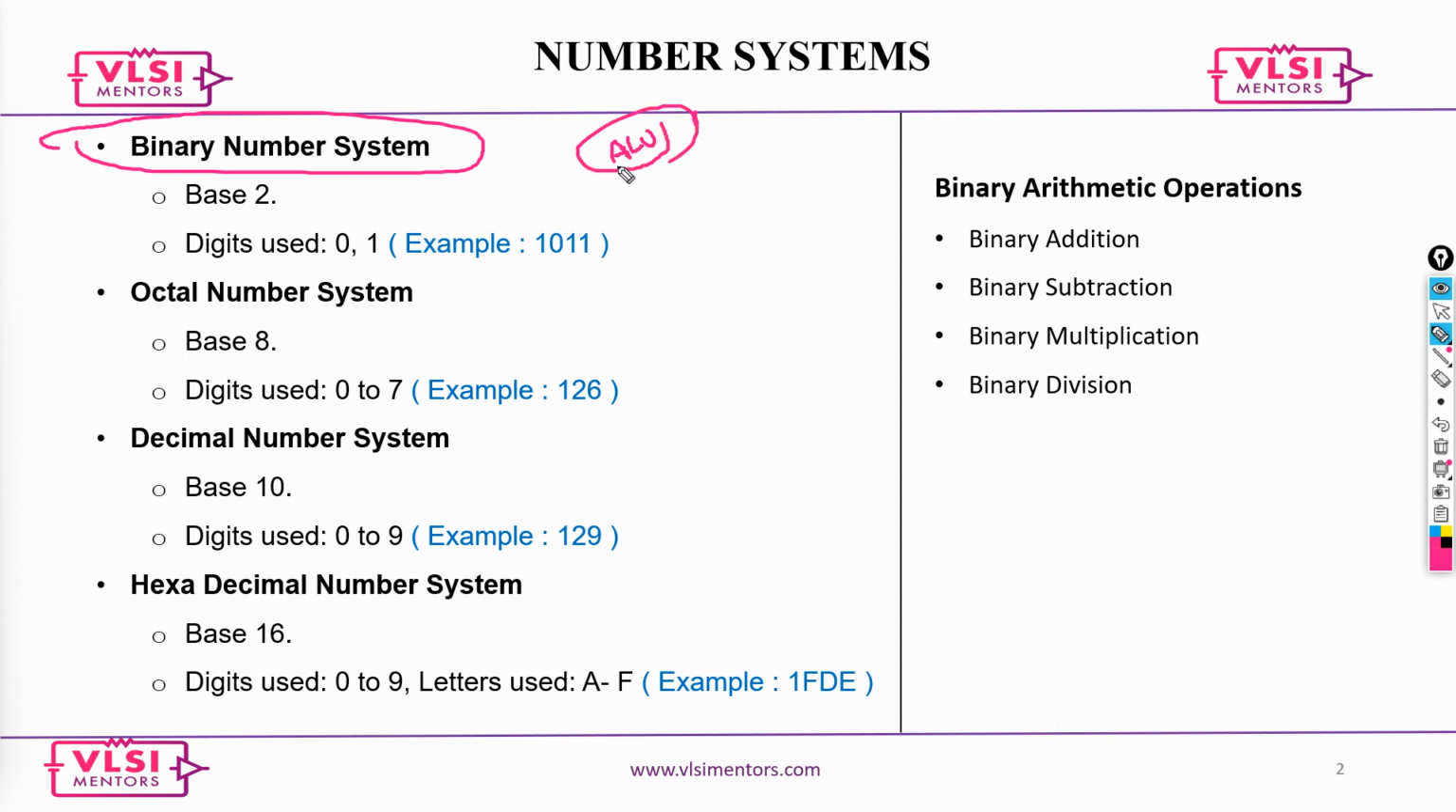happens in the form of zeros and ones. And then octal and decimal is what we use in our regular day-to-day life, because of currencies and everything.